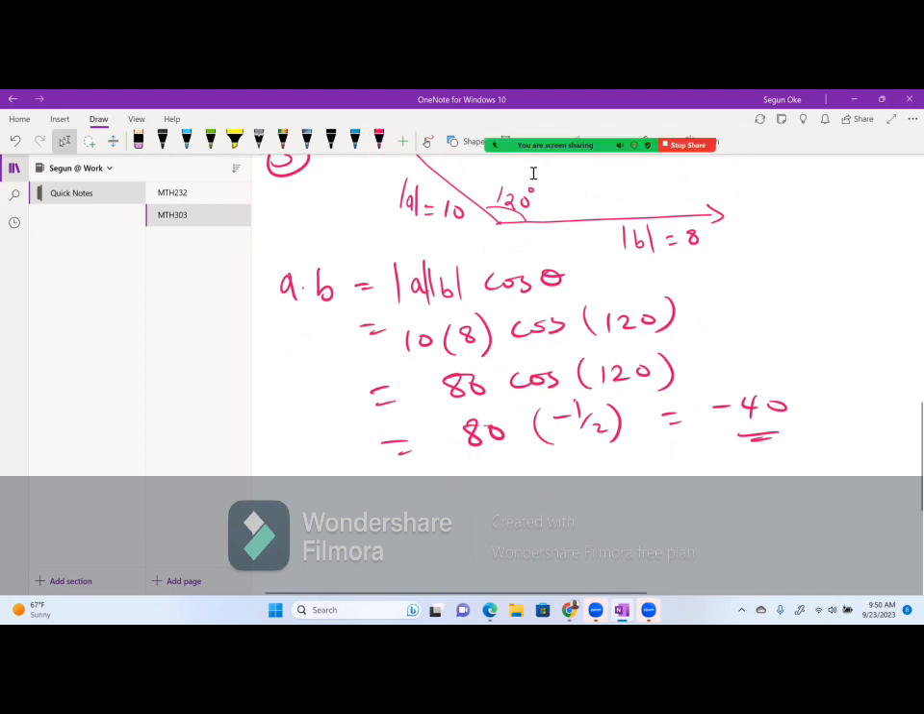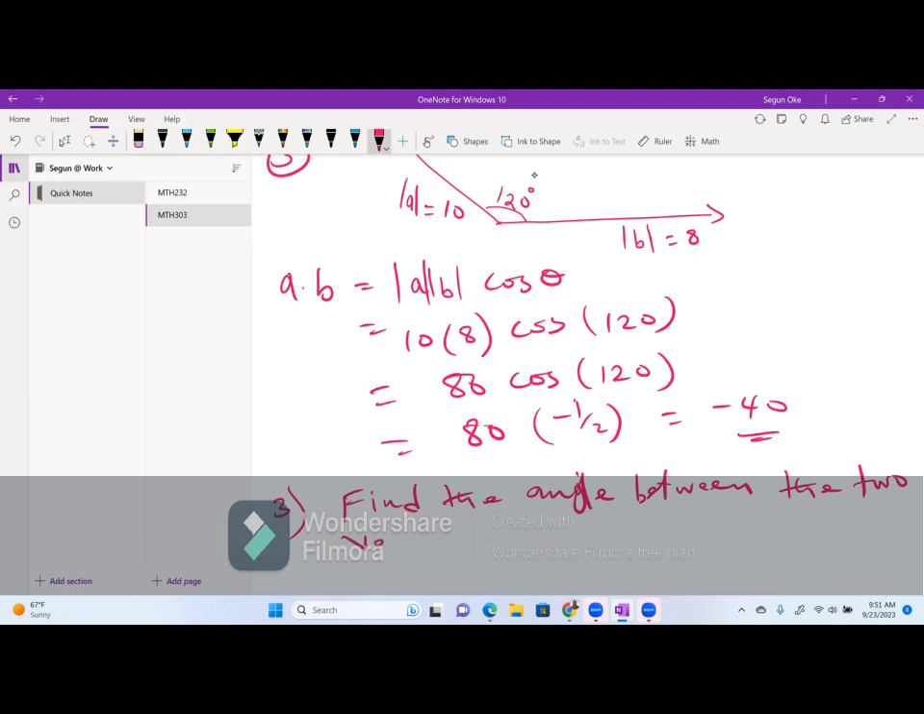Then we proceed. Let's look at another question. I'm just giving us different questions. If you check your past questions, all these questions are there. Find the angle between the two vectors. A equals 3i plus 4j, then B equals 5i minus 4j.